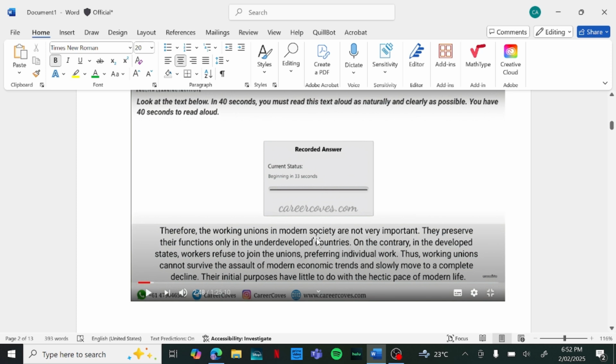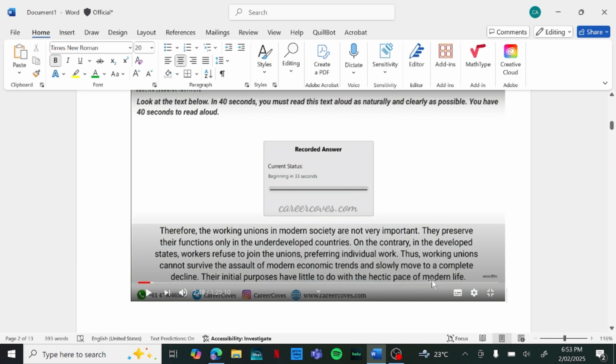Therefore, the working unions in modern society are not very important. They preserve their functions only in the underdeveloped countries. On the contrary, in the developed states, workers refuse to join the unions, preferring individual work. Thus, working unions cannot survive the assault of modern economic trends and slowly move to a complete decline. Their initial purposes have little to do with the hectic pace of modern life.